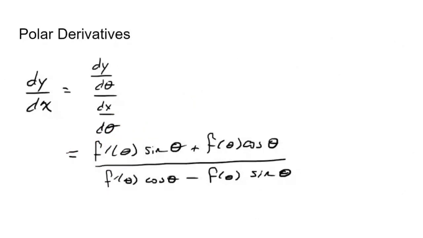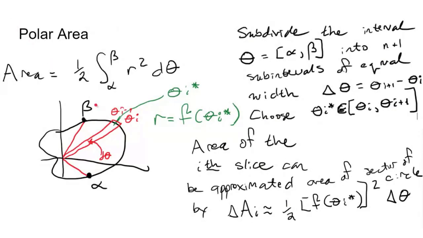I guess questions that could be asked on these polar derivatives would be like horizontal tangent lines, vertical tangent lines, stuff like that. Same questions we would ask about parametric derivatives. Polar area, so this is the formula right here. Area equals 1/2 integral from alpha to beta of r squared d theta.